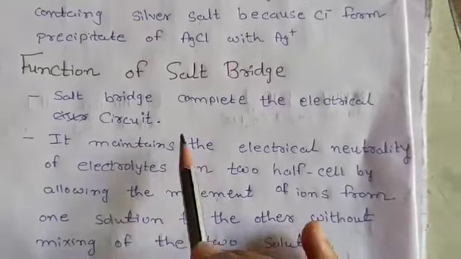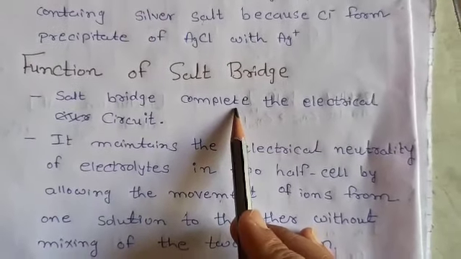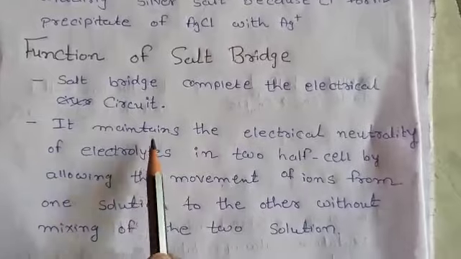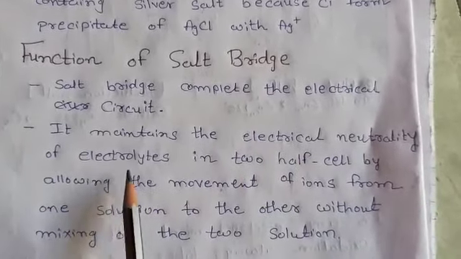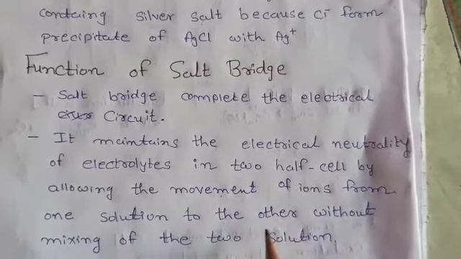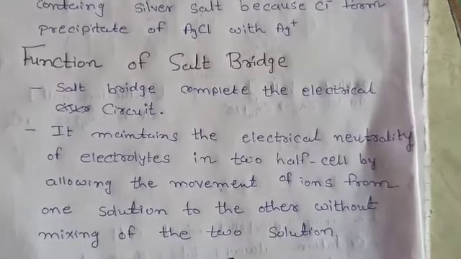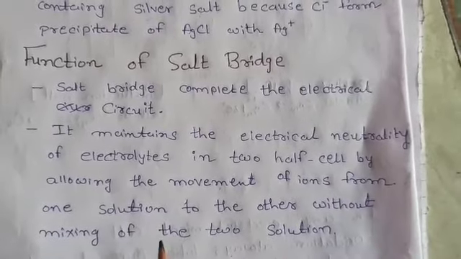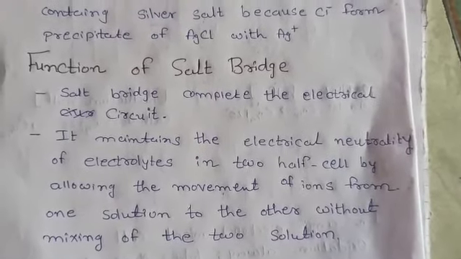Now discuss the function of the salt bridge. The salt bridge completes the electric circuit, right? And it maintains electrical neutrality by the movement of ions from one solution to another solution, right? Without mixing the two solutions. Hope you understand about electrochemistry and the galvanic cell, right? If there is any query, then message me and wait for the next video.